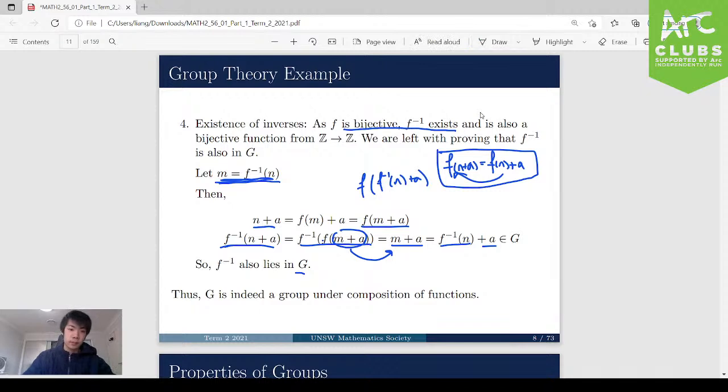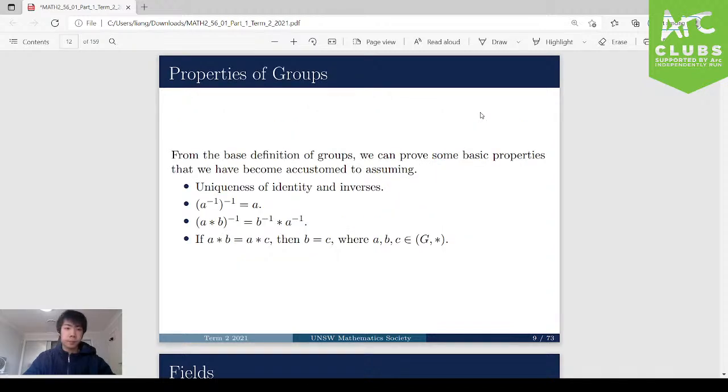Okay, good. Next thing we're going to have a look at is the properties of groups. So from the base definition of groups, we can have some basic properties that we have been accustomed to. So firstly is that the identity and the inverse are unique. So for every element, if there's an inverse, that inverse is unique. And for every group, when you define an identity, that is also unique. And second dot point is the inverse of A inverse just brings you back to A. Okay.